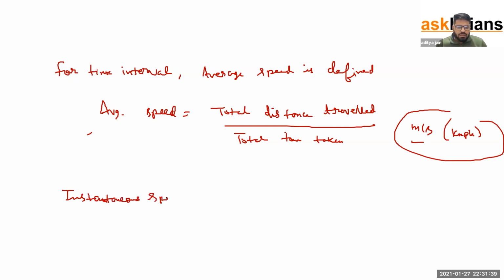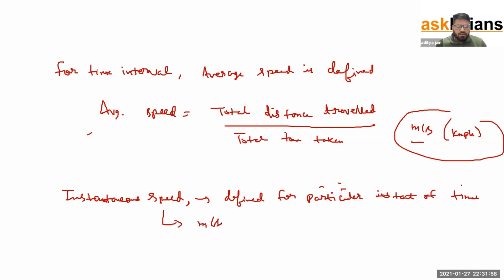Instantaneous speed. So this speed is defined for a particular instant of time. Okay, the unit is the same again, meter per second as the SI unit, or it can be kilometer per hour, which is the more common unit in automobiles. So now I think the basic bifurcation between instantaneous speed and average speed is clear.